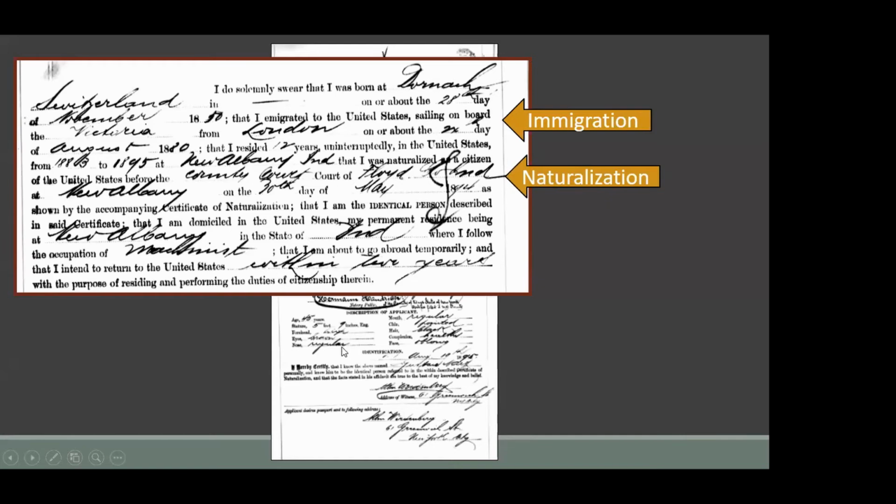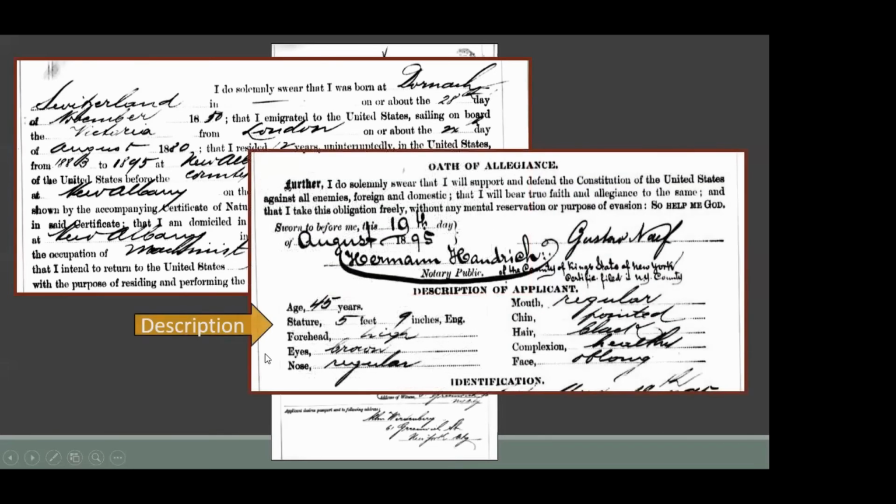He was naturalized in Floyd County Courts on May 30th, 1894. We are given his physical description and that the passport was issued on August 20th, 1895.